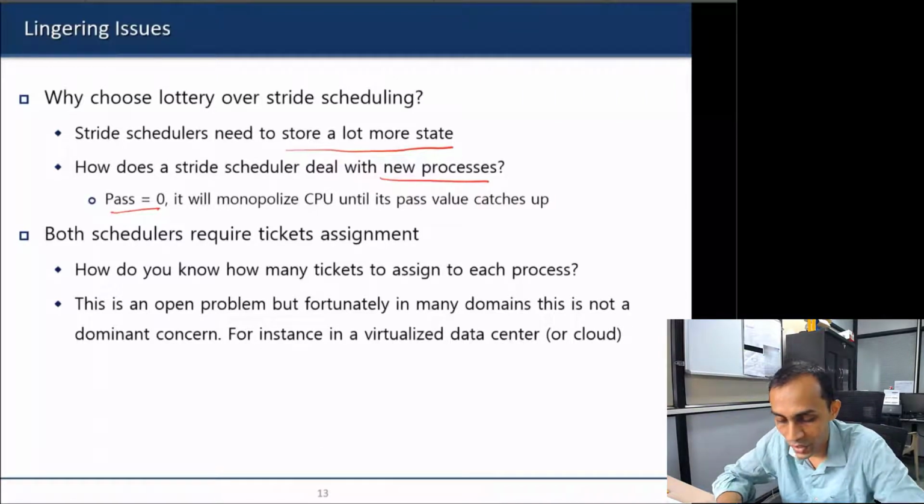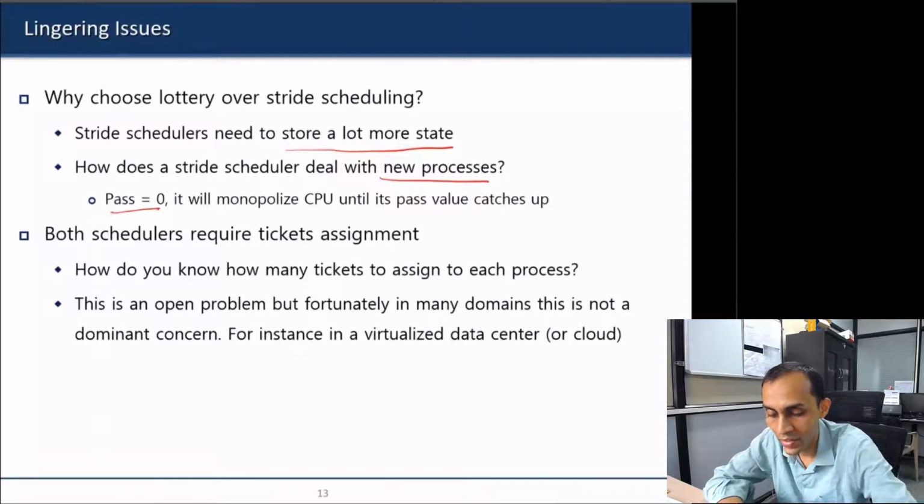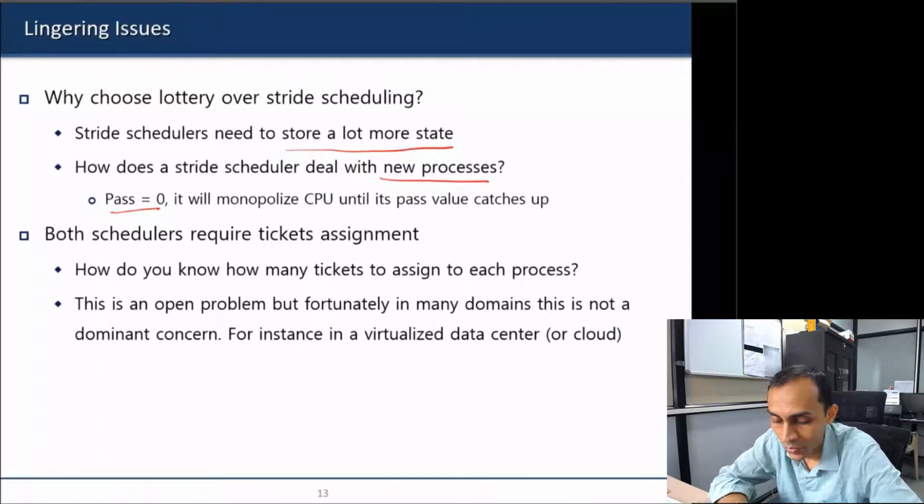But one issue which is common to both the lottery scheduler and the stride scheduler is: how do you know how many tickets to give to each process?